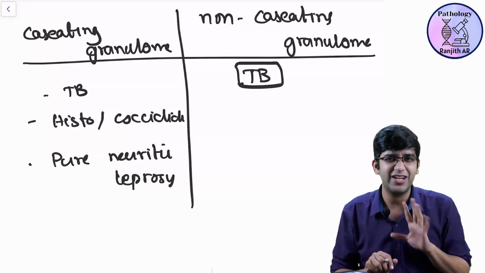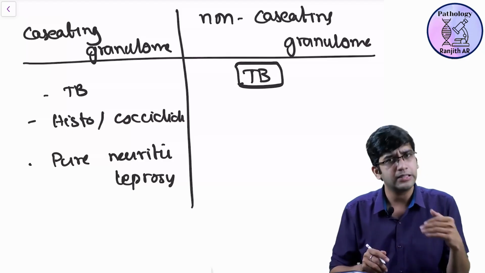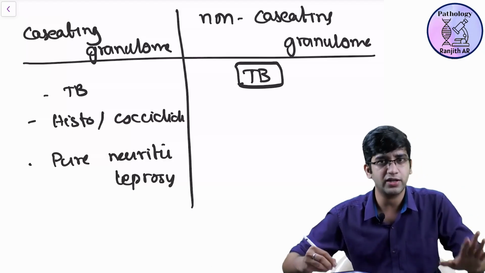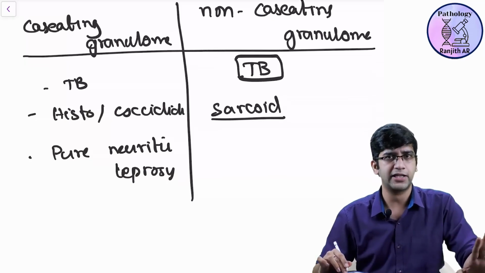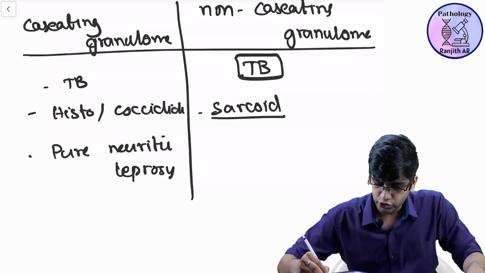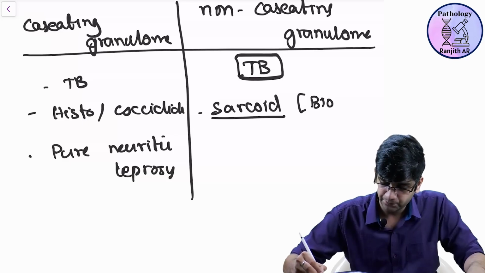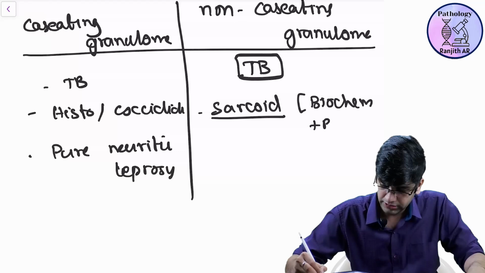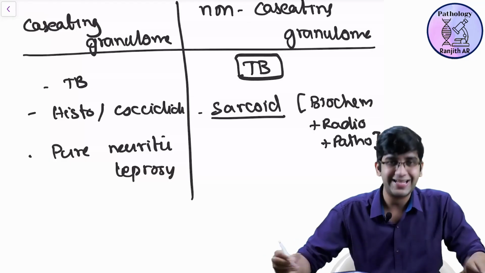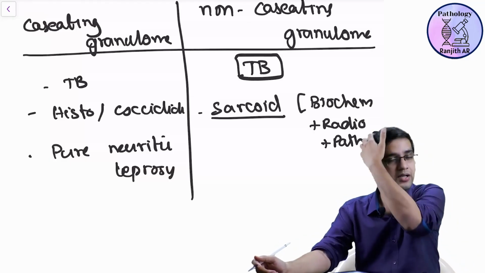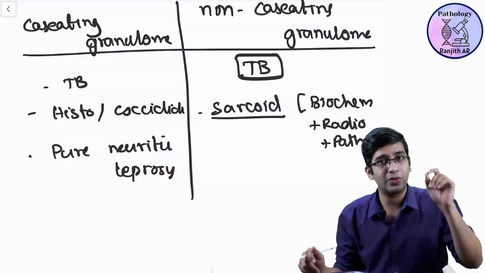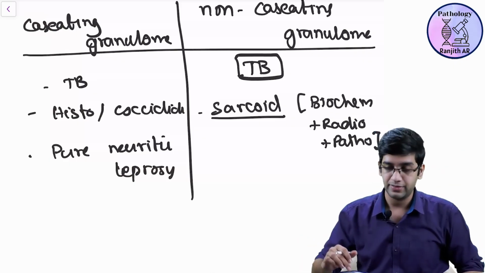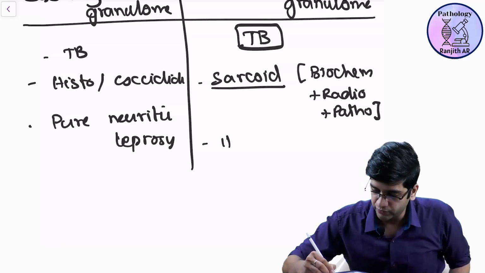There are a few things I'm very, very particular about. Never make a mistake. Then sarcoid. There are a few other conditions as well. I'm not saying not sarcoid. Sarcoidosis for sure. Then sarcoid. But sarcoidosis should have biochemical, radiological, and pathological findings. Sarcoidosis is a diagnosis of exclusion. If nothing else fits in, and everything favors sarcoidosis, only then sarcoidosis. Otherwise, no. Right? Diagnosis of exclusion. Hodgkin's lymphoma.